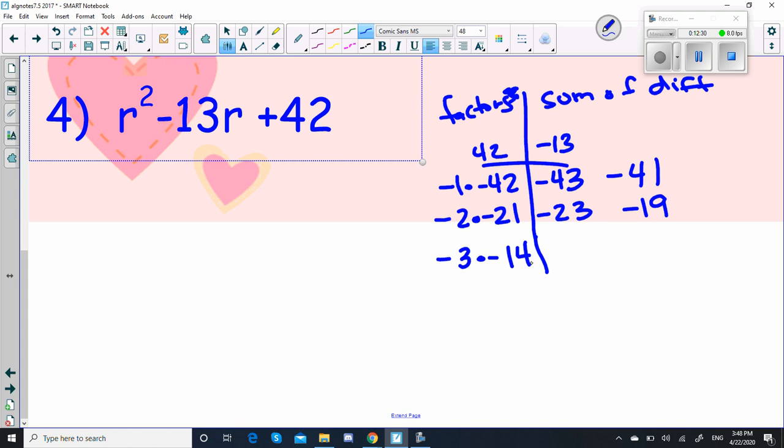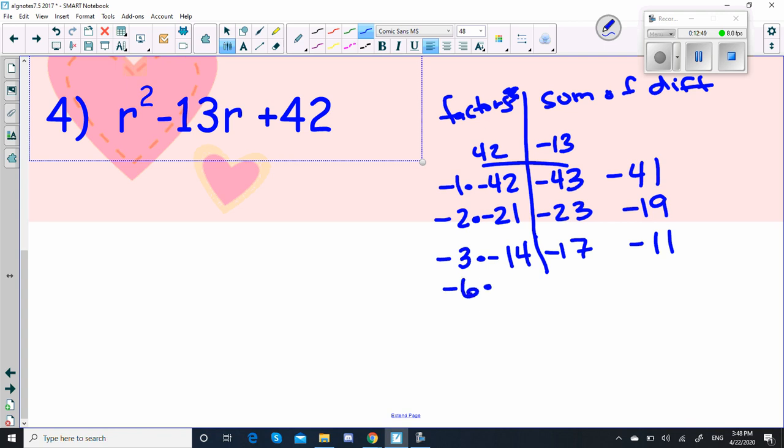Yeah, 14. And you can use your calculator for that. So that adds up to negative 17. I'm getting closer. And it subtracts to negative 11. Ooh, I passed it. Let's try 4, doesn't go in. 5 won't go in. How about 6?